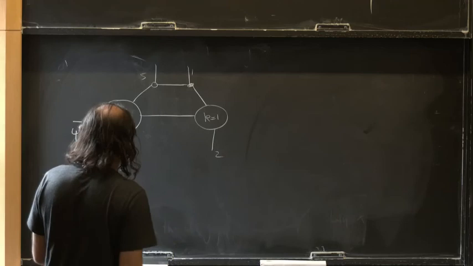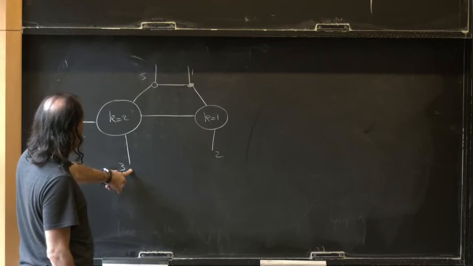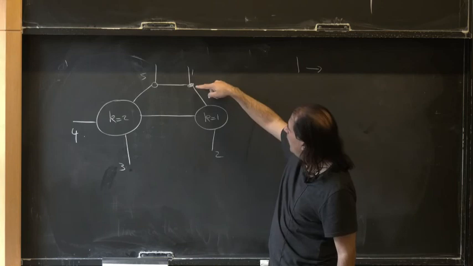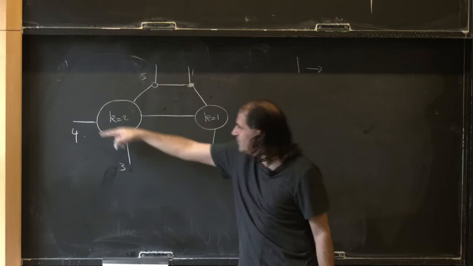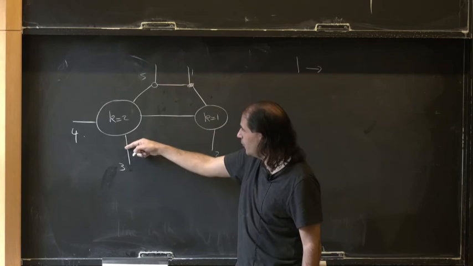OK, but what permutation am I getting? Well, let's start from any side. So 1 goes to... I have to make a right and then a left. So 1 is going to go to wherever 5 went. But now 5 is in this k equals 2 thing. So 5 is going to go to 5 plus 2 in this direction. So 1 will go to 3.